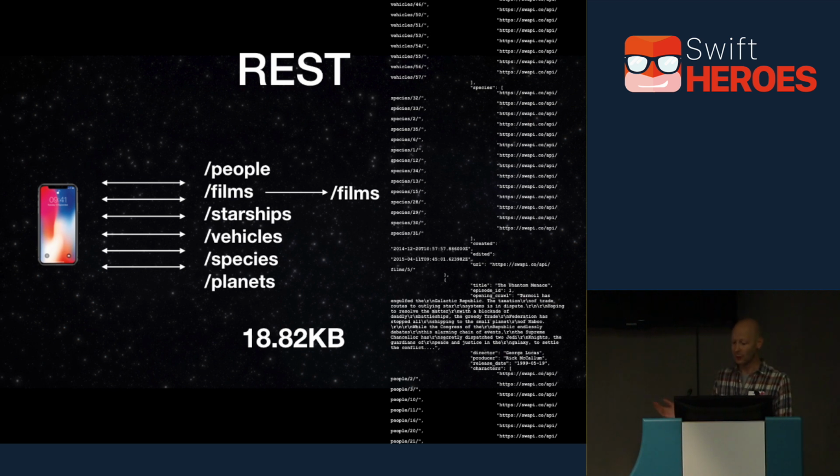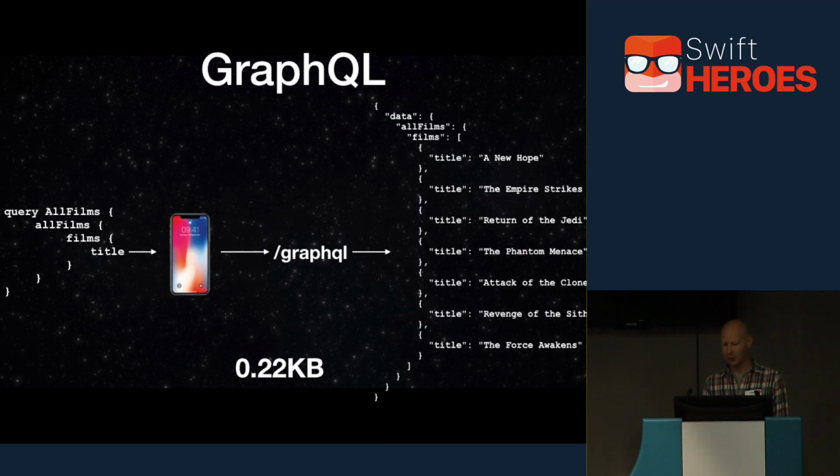We're obviously interested in the films one, because that's likely to have the film names in. So if we call that endpoint, we get this gigantic blob of JSON back. And out of all this, we're going to decode it all, run through various parts just to pull out the film names. And that weighs in at 18.82 kilobytes. So it's quite hefty.